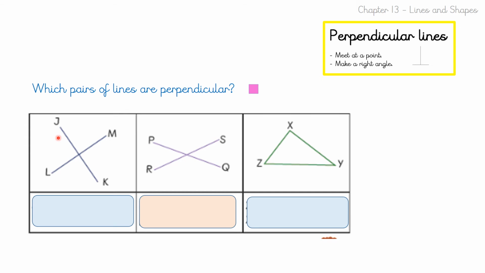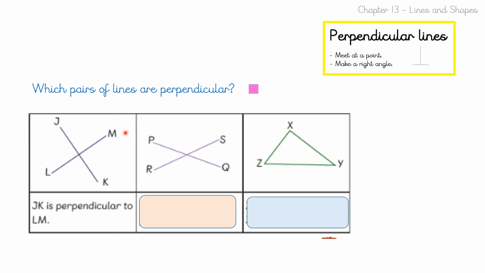You can. You can actually see 1, 2, 3, 4 right angles. So we've got line JK here and line LM here. So JK and LM meet at a point and they also make a right angle. So we can say that JK is perpendicular to LM. That was an easy one.